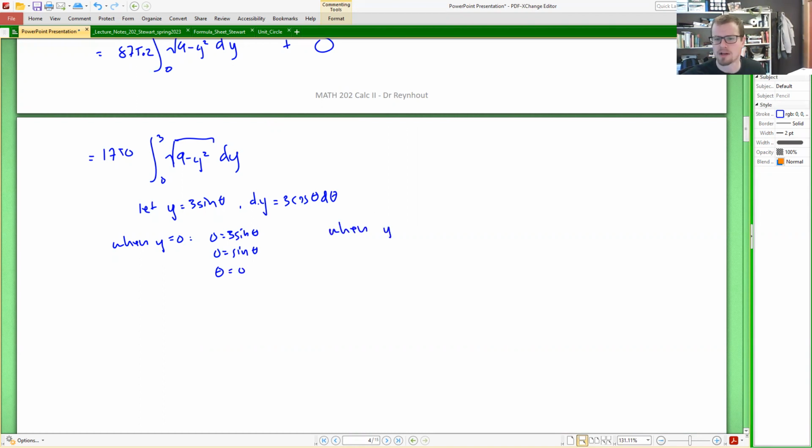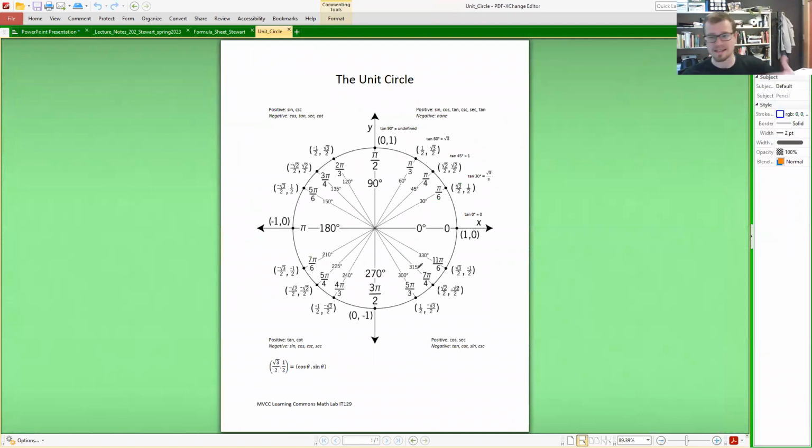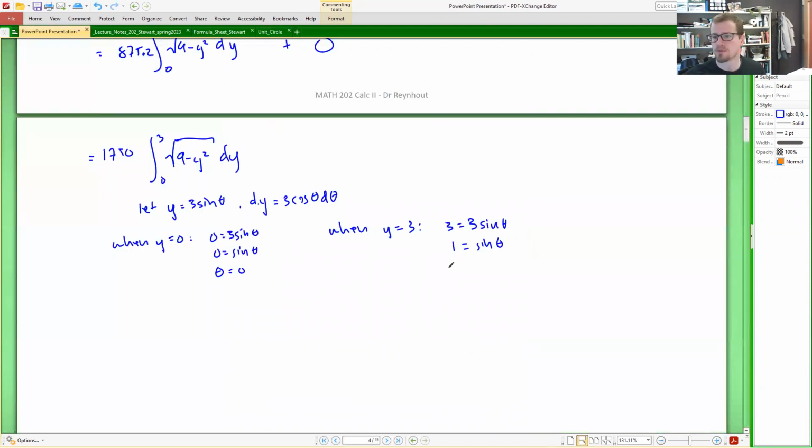Also, when y is equal to 3, then we get that 3 is equal to 3 times the sine of theta. So we divide by 3 to get 1 is equal to the sine of theta. And again, we refer to our unit circle. When is sine of theta equal to 1? Specifically here, the second entry is 1, the sine value, and that occurs at pi over 2. So we know that theta is equal to pi over 2.